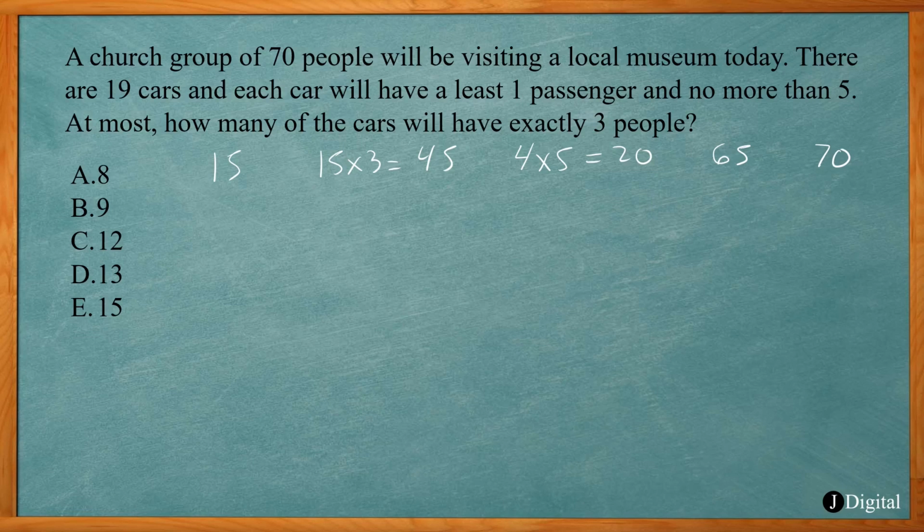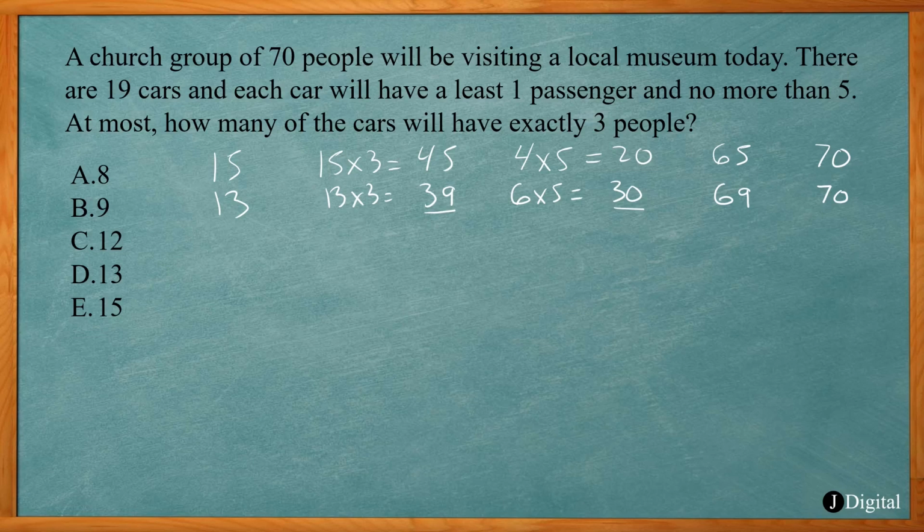Alright, so now if we try 13, we have 13 times 3, which is 39. We have 6 more cars left over. They can hold 5 each, so 30. So the 39 plus 30 will give us 69. So that's not enough to hold the 70 people.